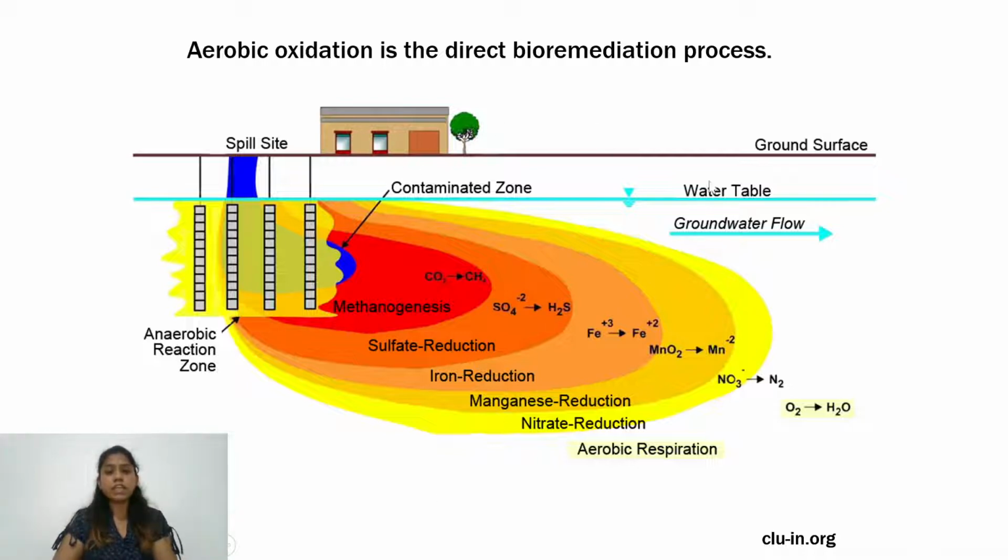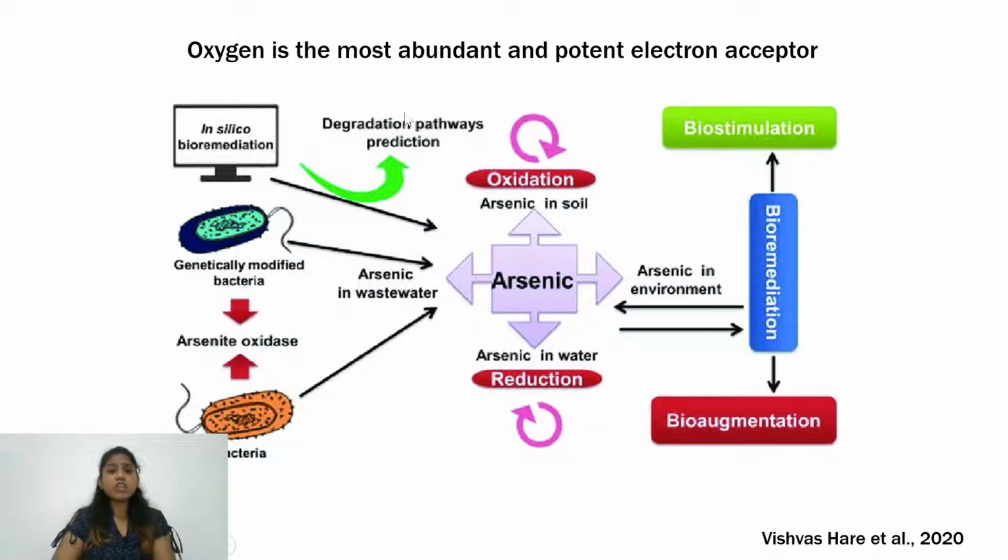So here we are seeing a contaminated water table, and how aerobic respiration is the direct bioremediation process that can happen. So, like I mentioned, oxygen is the most abundant and potent electron acceptor. So, here there is an example of how arsenic.